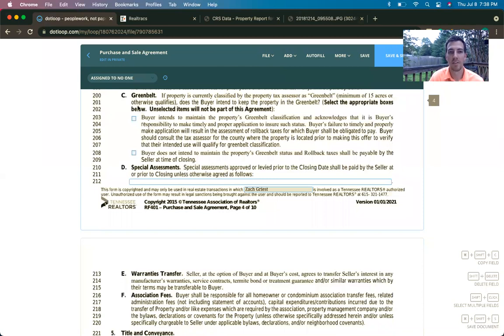Greenbelt, if this applies, you would check one or the other. If the property is not greenbelt, then you would just skip over this. This is one of the few blanks that you can skip.